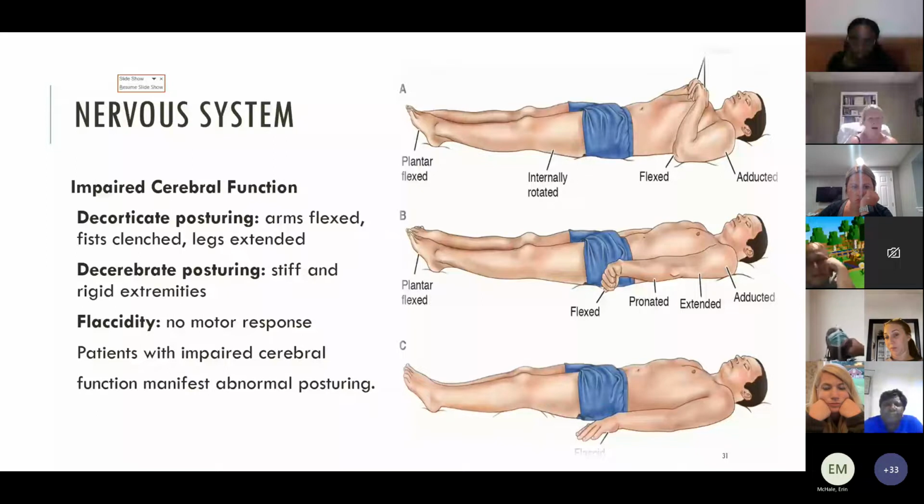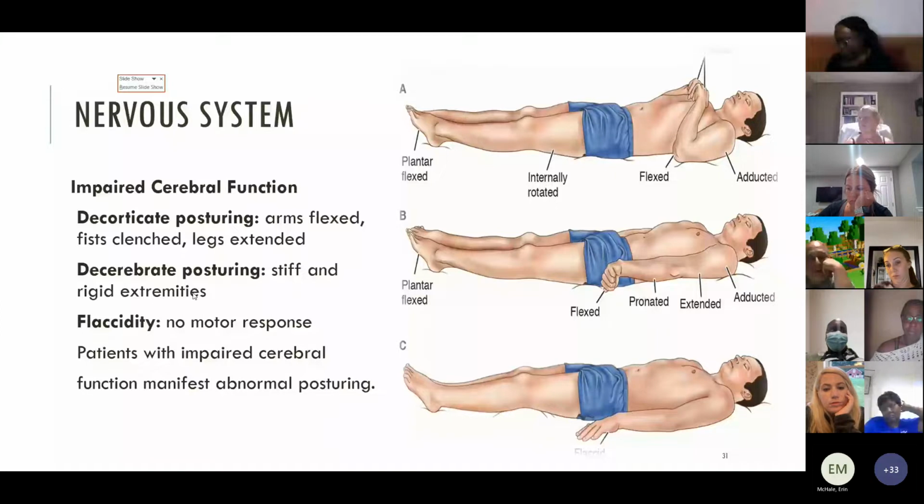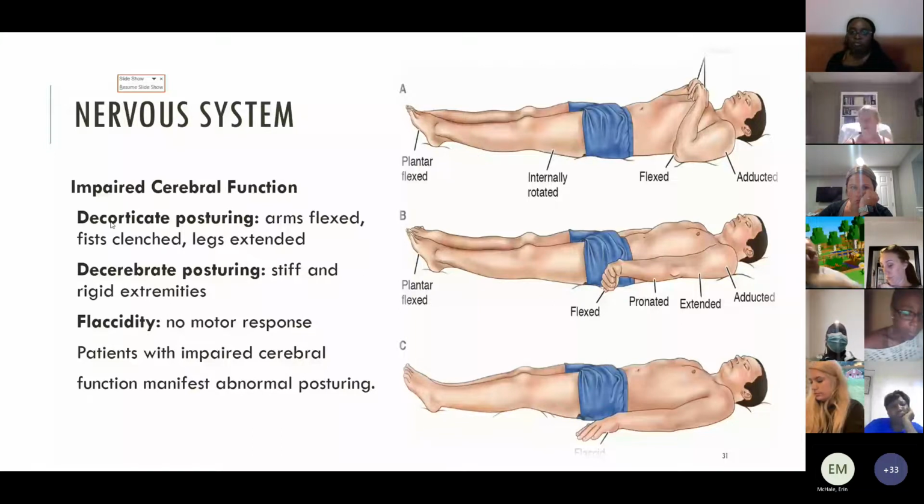Even more worrisome is going to be flaccidity. So this is where the patient just appears, in that bottom picture, very relaxed. If you were to pick up their arm, they wouldn't be able to overcome gravity. Their arm wouldn't stay up. There's no motor response at all, and they wouldn't be able to respond to anything. That's a very ominous sign when somebody has no motor response at all. And you should definitely know how to identify decorticate and decerebrate posturing. You should know the differences between the two.